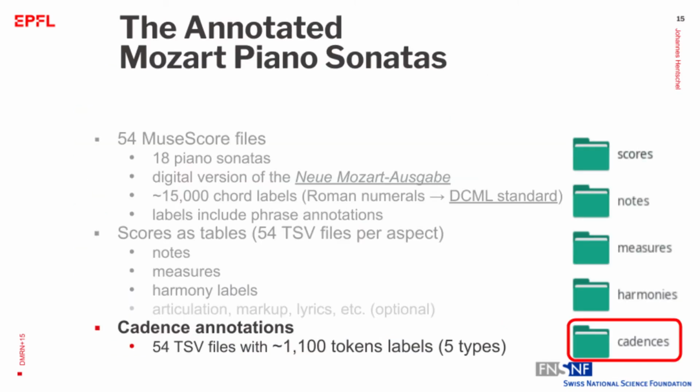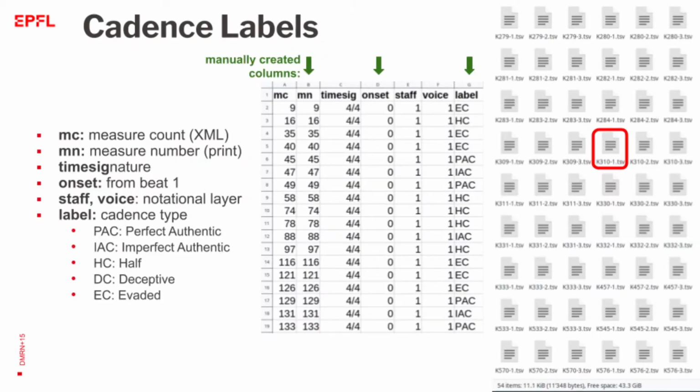In addition to the harmony labels, my colleague Markus Neuwirth has analyzed the cadences in all movements. Since there are much fewer cadence labels than harmony labels, it was possible to create the TSV files manually rather than entering the labels in MuseScore. That way, he was able to make use of his annotated prints to simply write down measure number and onset of each cadence's ultima and one of 5 labels making up our vocabulary.